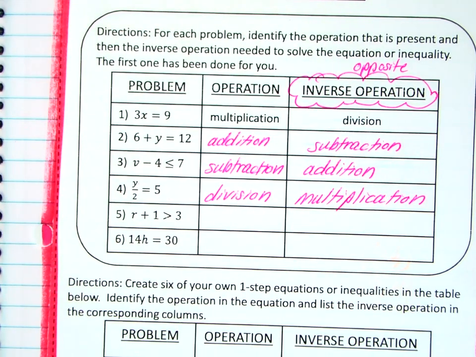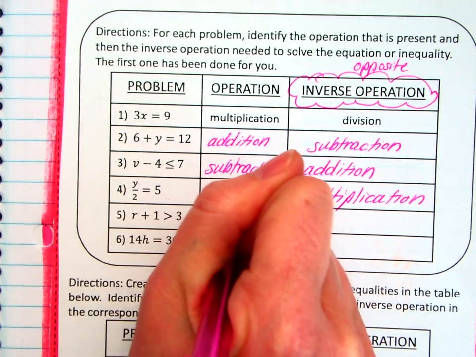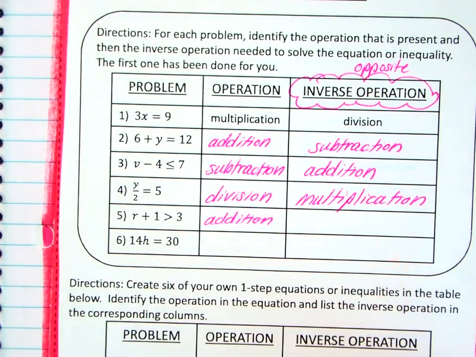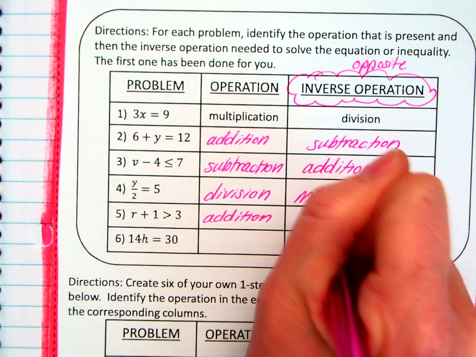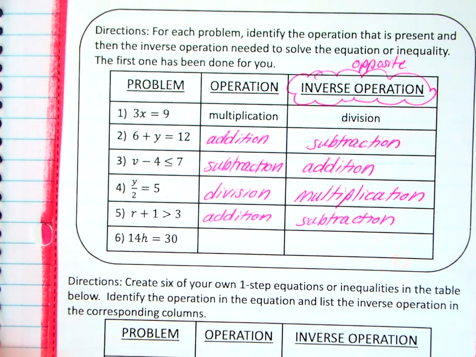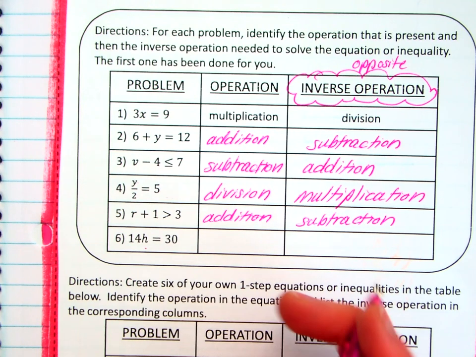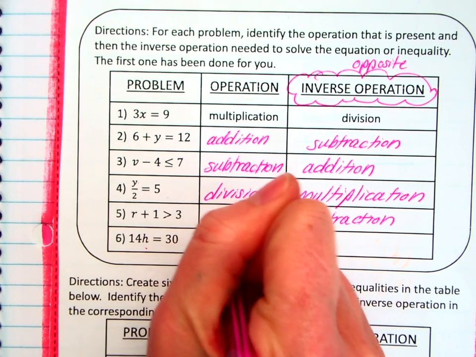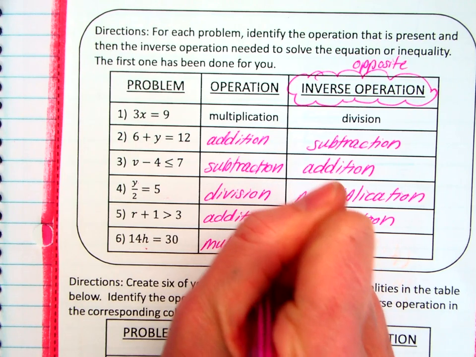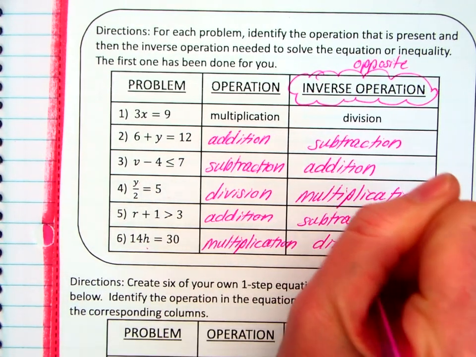r plus 1 is greater than 3. I'm starting out with addition. The inverse would be subtraction. 14h is the same as 14 times h. 14h equals 30. So I'm using multiplication. To undo that, I would need division.